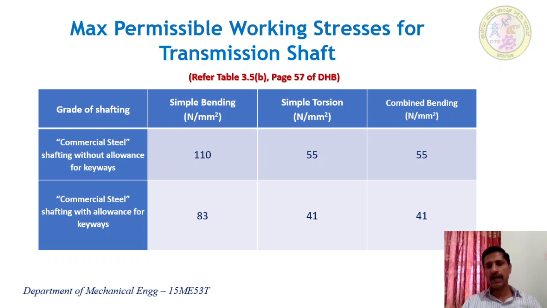Similarly, if the shaft is having a combined bending as well as torsion, in such cases we are going to consider the minimum of these two. So minimum of these two is 55 newton per millimeter square for a shaft without keyway and 41 newton per millimeter square for shaft with keyway. So if the shaft is subjected to both bending as well as torsion, in such cases we will consider the 55 and 41 newton per millimeter square as the allowable stresses. And again, this table is available in your design data handbook, page number 57, table number 3.5b.